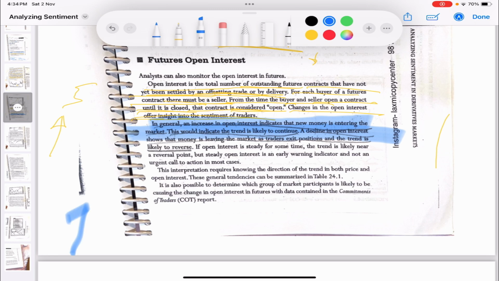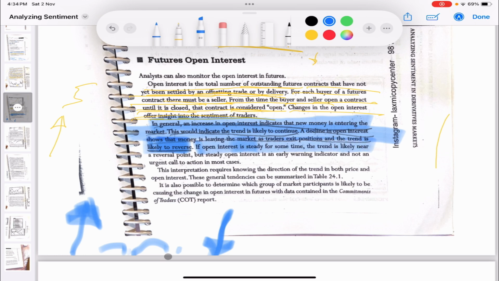So, if there's an increase in open interest, that means that more people are interested, more positions are being opened, which means that the trend is more likely to continue. But if the open interest declines, that means that money is leaving the market. That means that the trend is going to reverse.